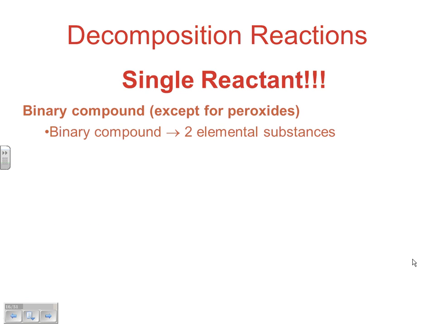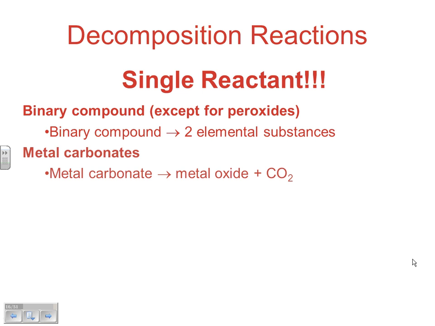Now, decomposition reactions then are really when you have a single reactant. Binary compounds, except for peroxides, are always going to break apart into two elemental substances. So when you see a binary compound, a two-element compound, you should understand it's going to break apart into its elements. Now, there are a few others that you do need to be able to handle, and we're going to introduce those here. So metal carbonates, you should know they break apart into metal oxides and carbon dioxide. So CO2 is coming out of that carbonate, CO3, and you're going to be left with a metal oxide.